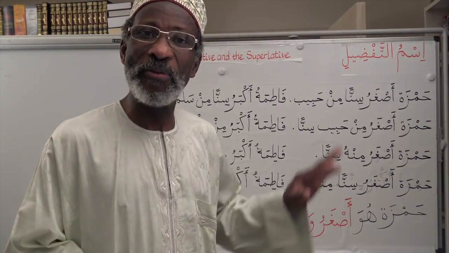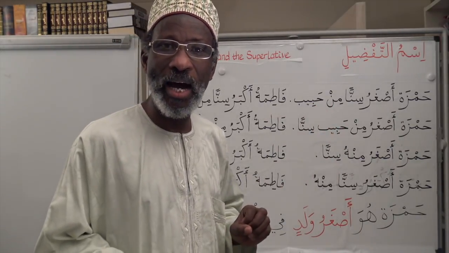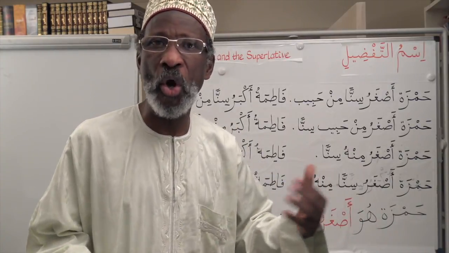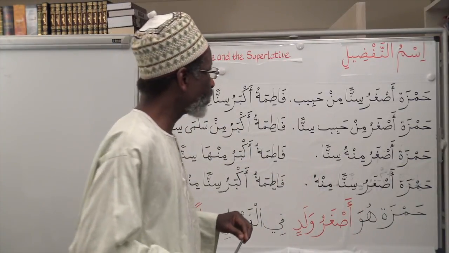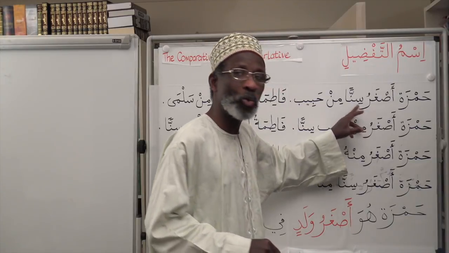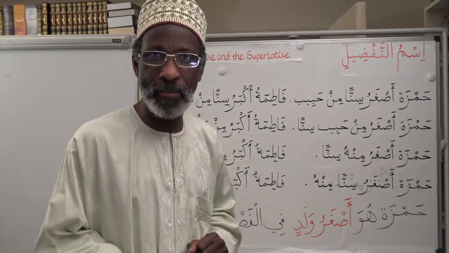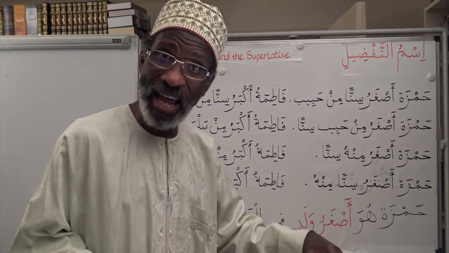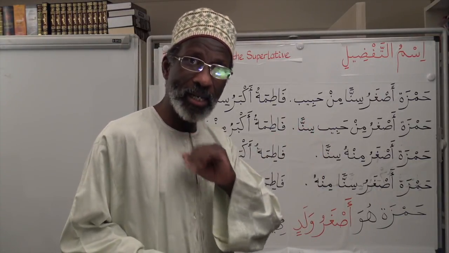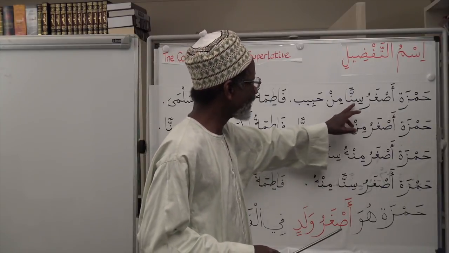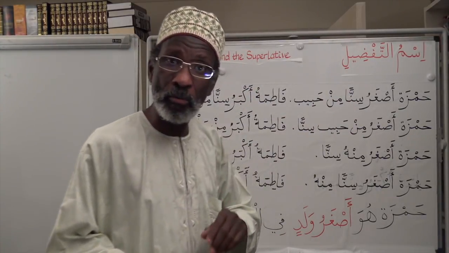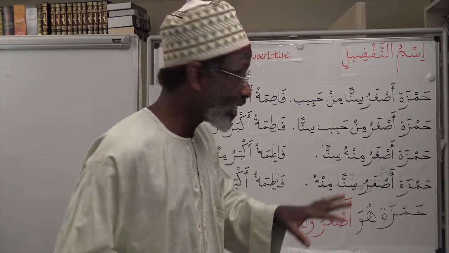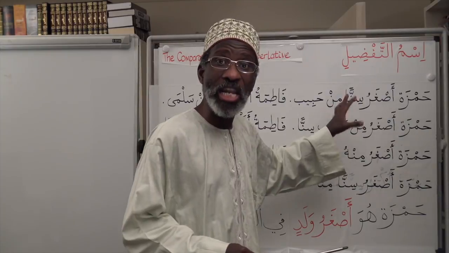Now let's use the following sentences to illustrate how to say somebody is older than or younger than somebody else. The first one is Hamza asgharu sinnan min Habib. That's comparative. Hamza is younger than Habib. Let's analyze that. Here, sinnun means age. Sinnun, that's the age. But here we use it in accusative, sinnan.